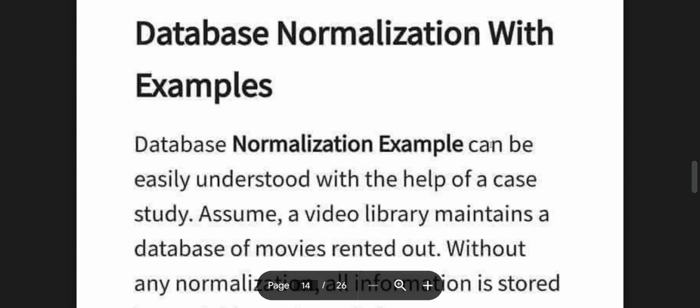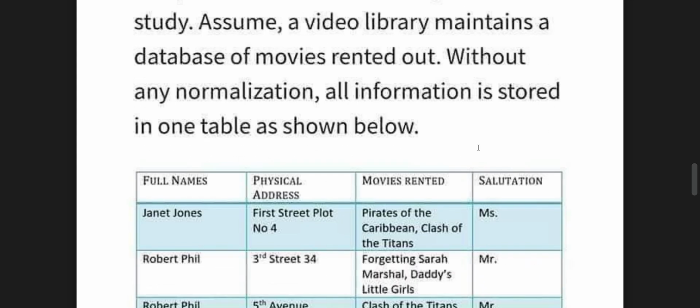Database normalization with an example. Database normalization can be easily understood with the help of a case study. Assume a video library maintains a database of movies rented out without any normalization. All the information is stored in one table, as shown below.